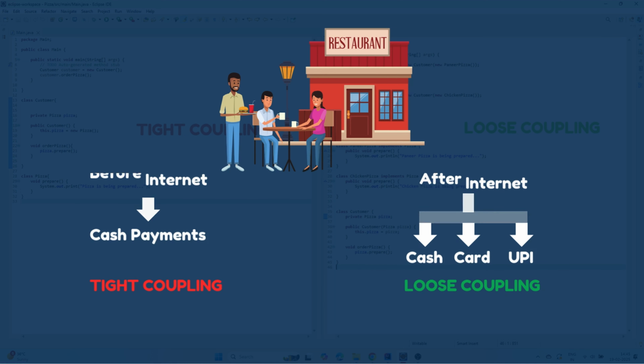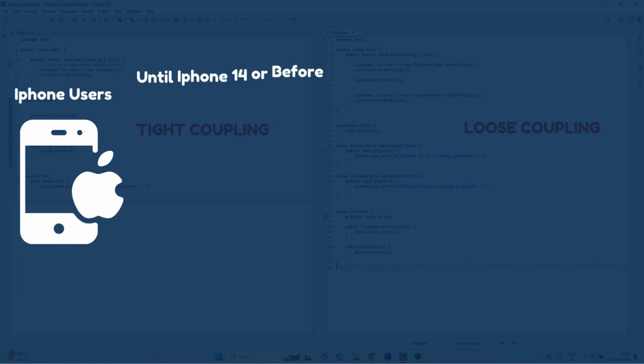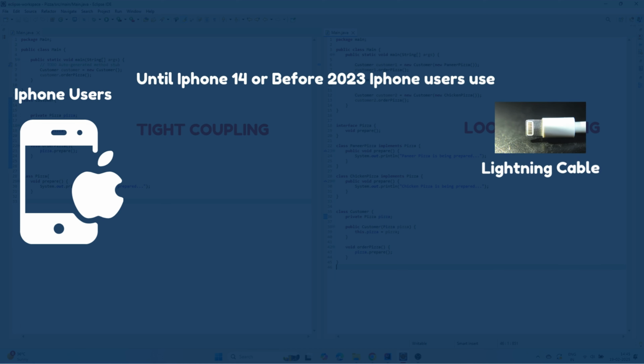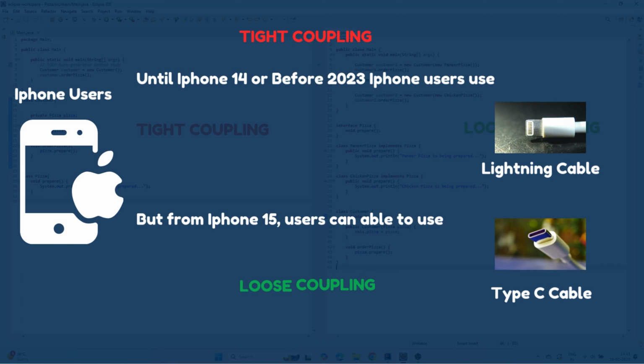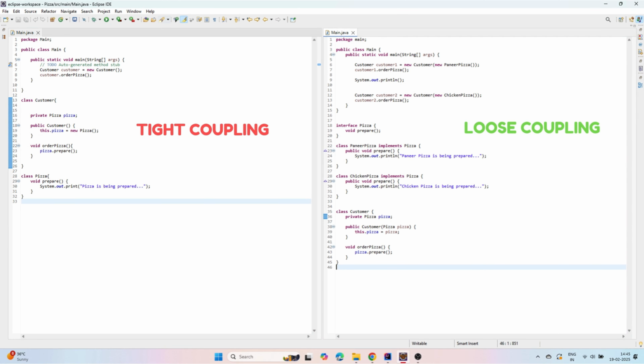One more good example is iPhone users. Until iPhone 14, or before 2023, iPhone users used only lightning cables to charge their mobiles. So they needed to carry their chargers with them wherever they went, which is a kind of concept of tight coupling. But from iPhone 15, users can use Type-C cables, so they can use any other company's chargers in case of emergency, which is a kind of concept of loose coupling. So I think you have understood the concept of tight coupling and loose coupling now.